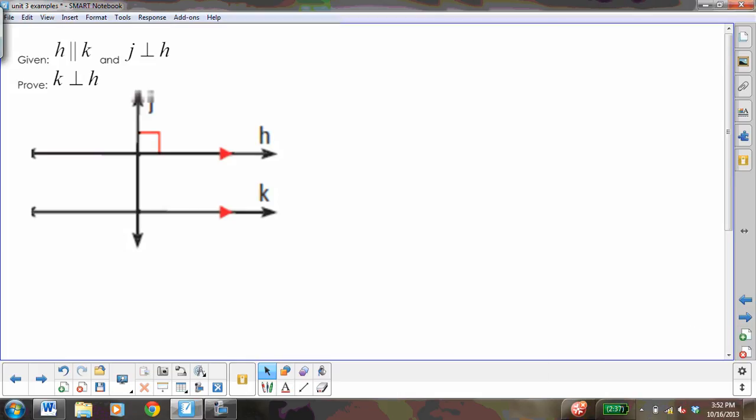It's given that h is parallel to k and j is perpendicular to h, and I want to prove that k is perpendicular to h. So in order to do that, I'm going to put some numbers in my picture first. I'm going to say that this is angle 1 and this is angle 2.